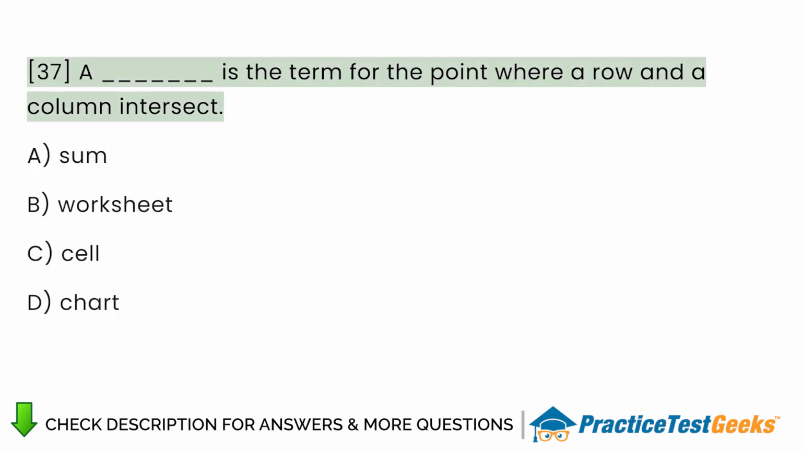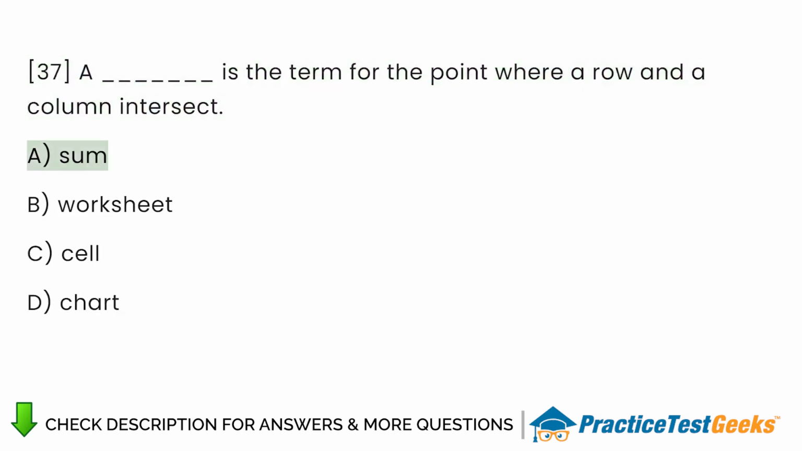A blank is the term for the point where a row and a column intersect. A. Sum. B. Worksheet. C. Cell. D. Chart.